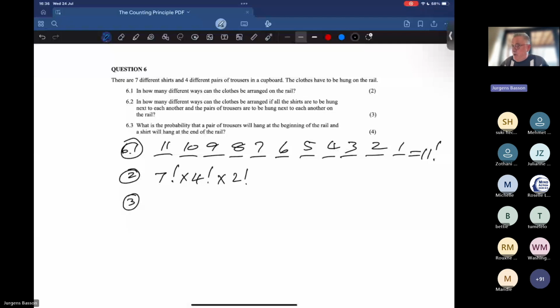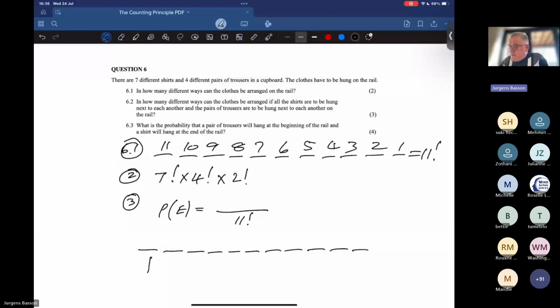Now, when I see probability, I always suggest to the learners, write down your denominator. And then you focus on the numerator. We want the probability that a pair of trousers will hang at the beginning of the rail and a shirt will hang at the end of the rail. So I just want to draw these lines again. 2, 3, 4, 5, 8, 9, 10, 11.